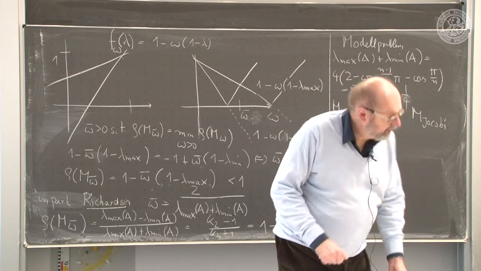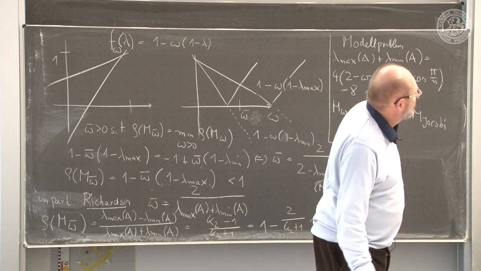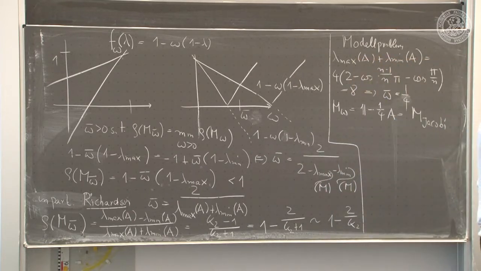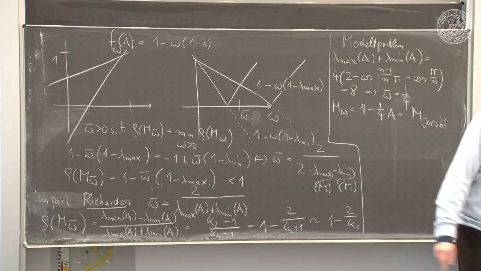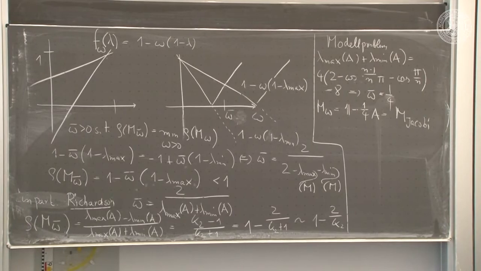Okay, so now we would like to do something different. So we have to do the relaxation a little bit differently. And doing the relaxation a bit differently leads then to the so-called SOR method, successive over-relaxation.